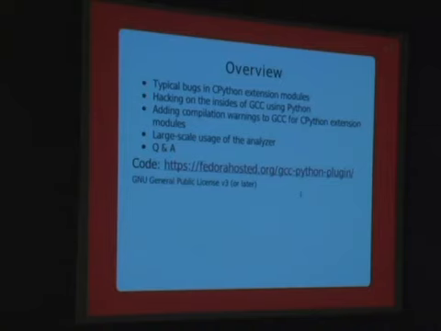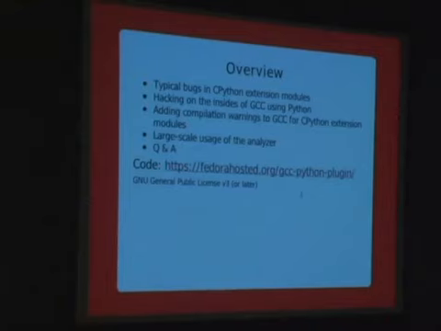Then look at some work that I've done to make the insides of GCC, the GNU compiler, be hackable using Python. And then how I've used that work to add new compilation warnings to GCC to detect when you get, for example, reference counting bugs in C extension modules. And then I've been using that work to do a lot of large-scale analysis to try and basically fix all the reference counting bugs in all Python extension modules, because yay, for big ambition. And so the code is all free software or open source, the GPL v3 license or later, and it's at fedorahosted.org/GCC Python plugin, if anyone wants to follow along.